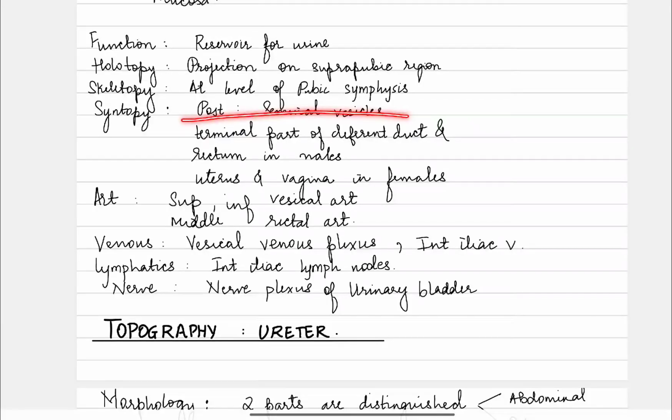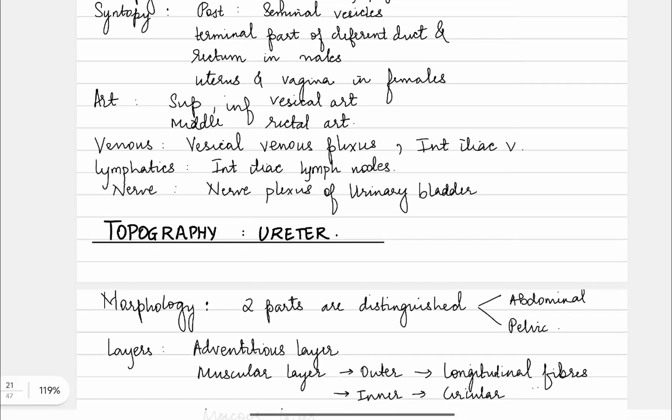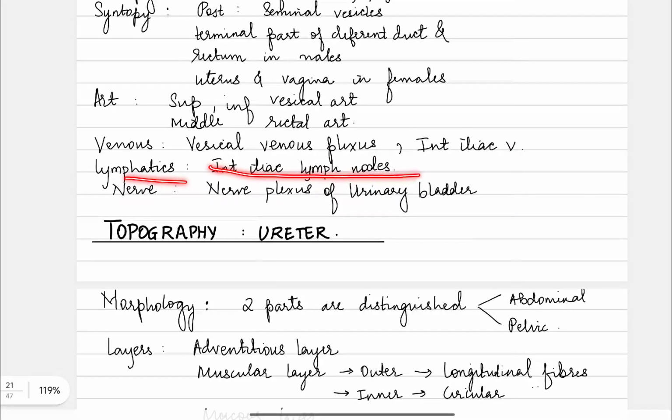Syntopy is posteriorly, there is seminal vesicles, terminal part of the deferent duct and rectum in males, uterus and vagina in females. Artery, superior and inferior vesical artery, middle rectal artery, venous is vesical venous plexus and internal iliac vein. Lymphatic is internal iliac lymph node and nerve is nerve plexus of urinary bladder.